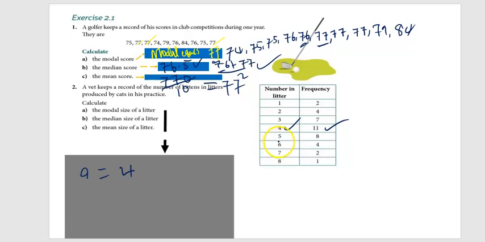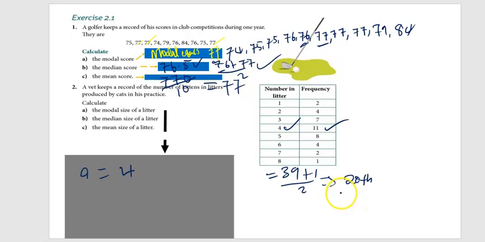The median size of a litter, we need to find the total number of litters. The total number of litters, we have 1, 2, 4. So when we add all this up, this should give us a total of 39. Right. So 39, since it is the median position, we can say 39 plus 1 divided by 2. That is 40 divided by 2. This gives you the 20th value.